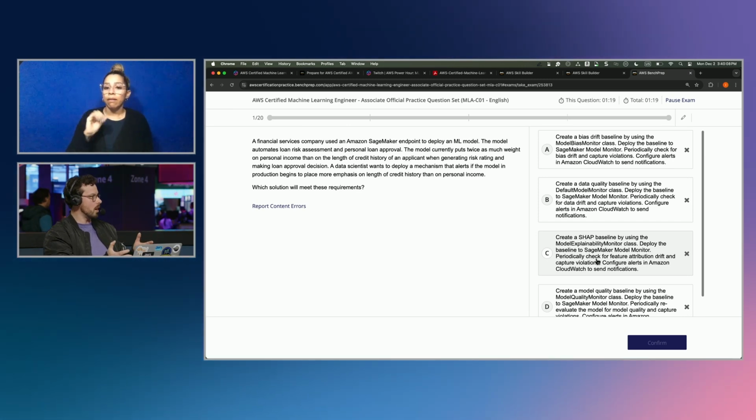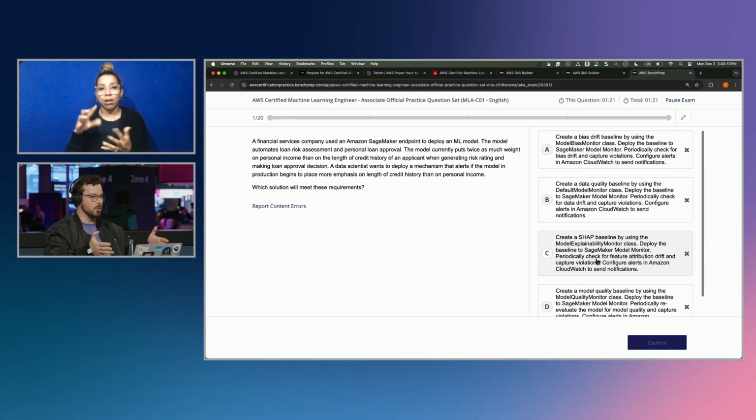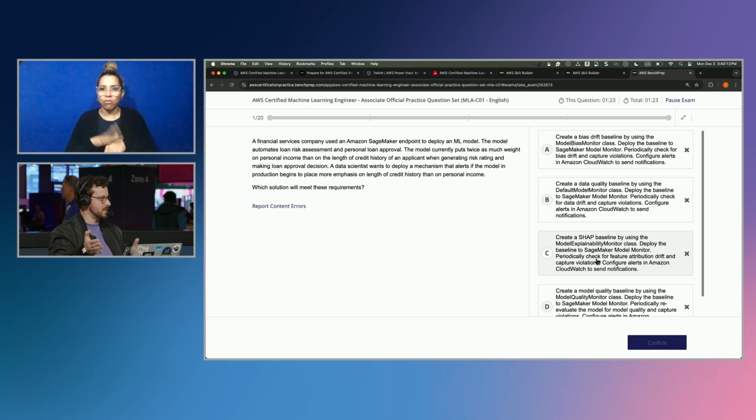So see, it's actually walking you through the entire end-to-end solution on how to set this up. But we still don't know if this is the right answer.